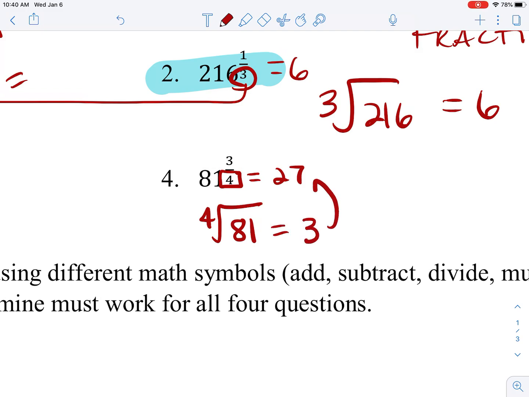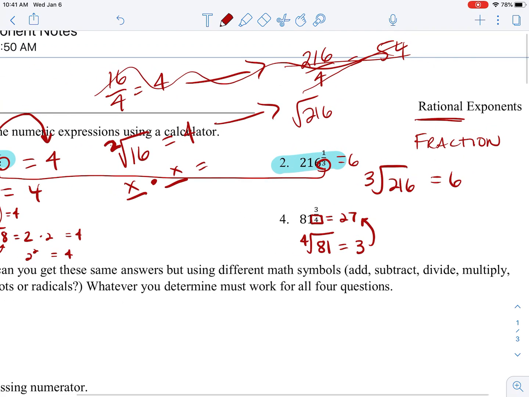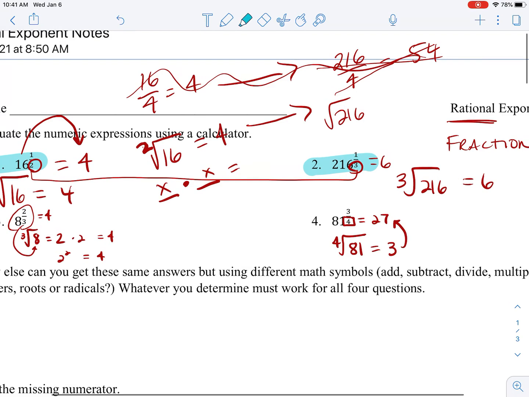So now, how can I get to 3? Or how can I get to 27? Well, I'm not going to multiply it, so that's out. So the last thing that leaves me with is an exponent, right? And so we used 2 here because it matched the numerator. So if I use the same thing, I'm going to try to raise it to the 3rd. And when you do that, you get 27.